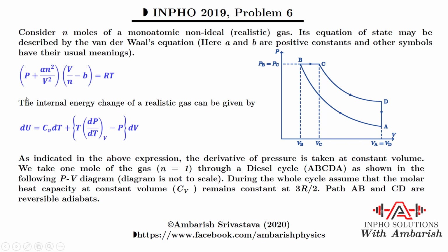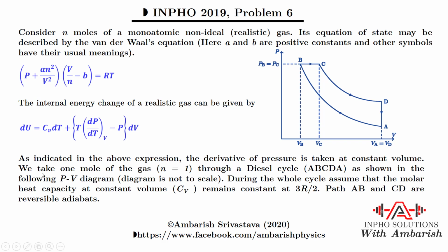And the internal energy change of a realistic gas can be given by dU = Cv dT + [T (dP/dT) at constant volume − P] dV. Now they have directly given this equation. We can derive this based on the van der Waals theory, but in this problem we are not supposed to derive this. We'll be using this result directly as it's provided in the problem itself. As indicated in the above expression, the derivative of pressure is taken at constant volume.